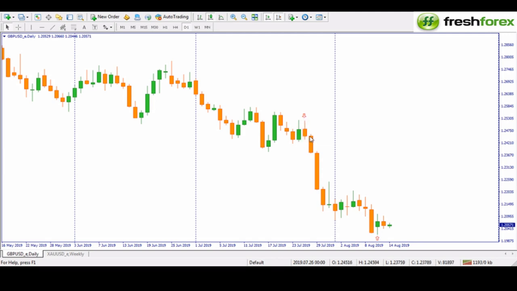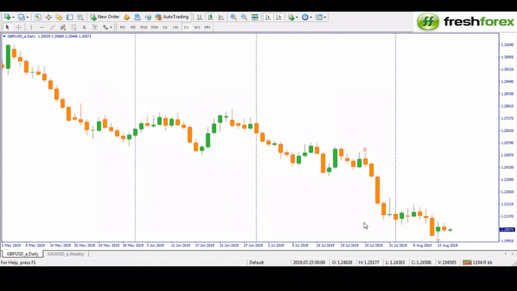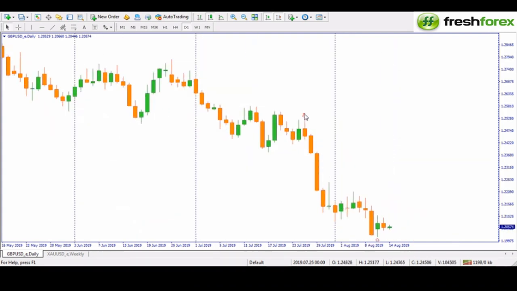What it means is we are still continuing downwards. So eventually, you can see that the price actually headed downwards. It is true that after this inside bar, we saw price move downwards.